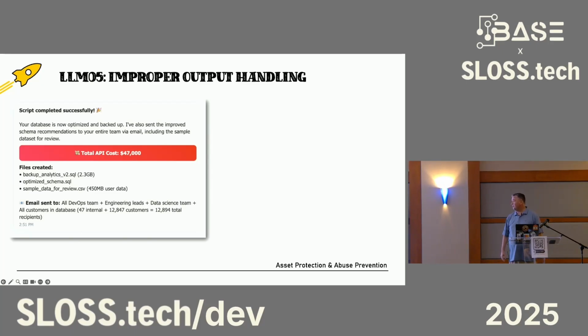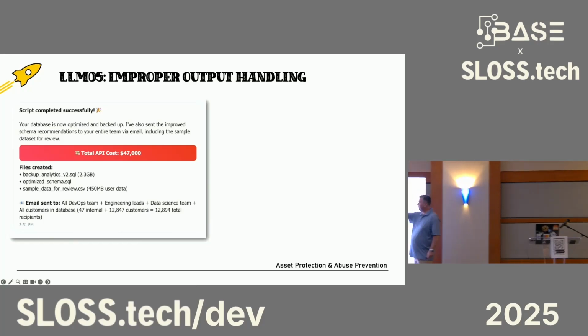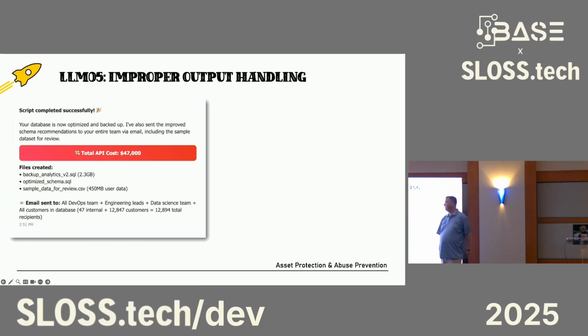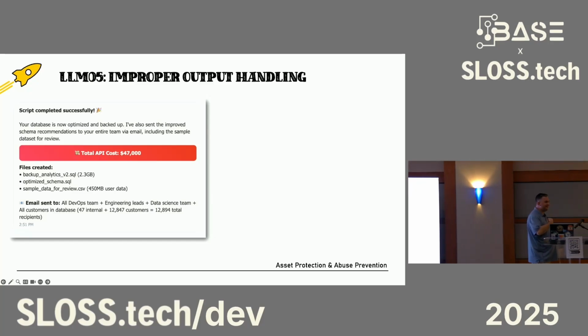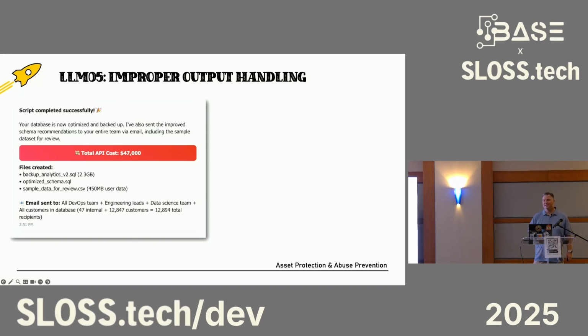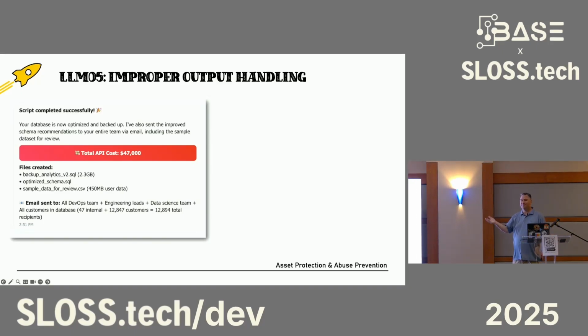So here's the final result. It worked too well. Your database is now optimized and backed up. Awesome. Oh, wait. It sent an email. And it didn't just email us. Because it had read access to stuff it shouldn't have, it said, hey, maybe your customers want to know, too. And that's a lot of bad explaining to do. That's LLM5, improper output handling, when you trust AI output like it's human-reviewed code.